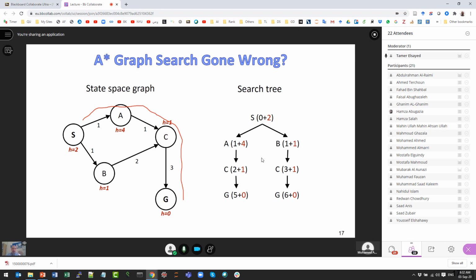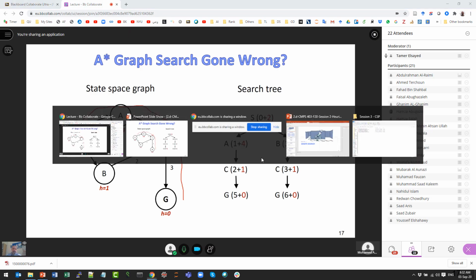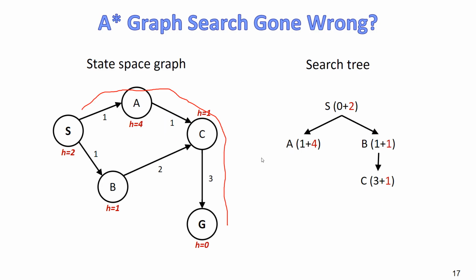Okay, now did you get the question? The question is, if we use graph search here, what will happen? Yeah, let's go from the beginning. Okay, we'll start with S. So graph search is exactly like tree search until we what? No, I mean in general, what is the condition where tree search will be different from graph search?